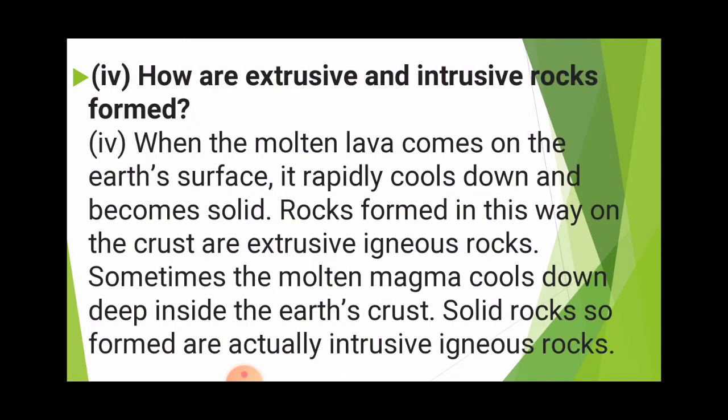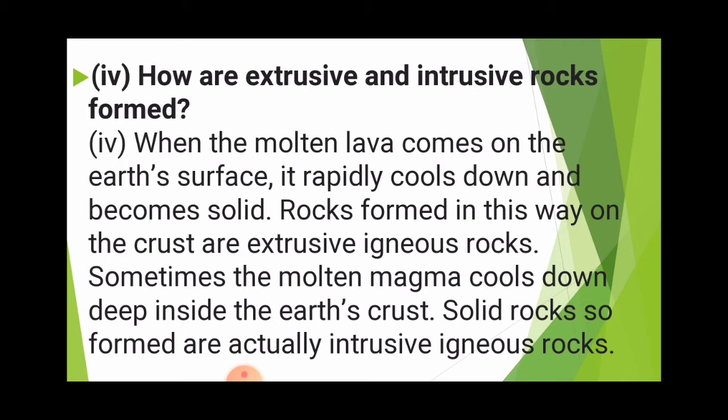How are extrusive and intrusive rocks formed? Students, if you remember, extrusive and intrusive rocks are types of igneous. Igneous rocks are of two types. What are they? Extrusive and intrusive. Then what is the question? How are they formed? When the molten lava comes on the earth surface, it suddenly cools down and becomes solid. Rocks formed in this way on the crust are extrusive igneous rocks.